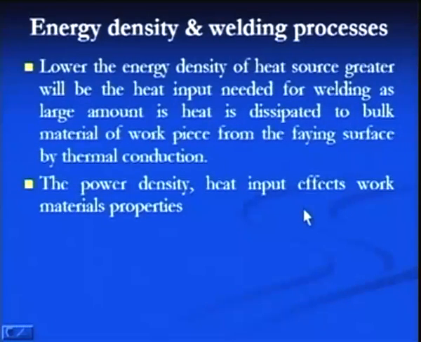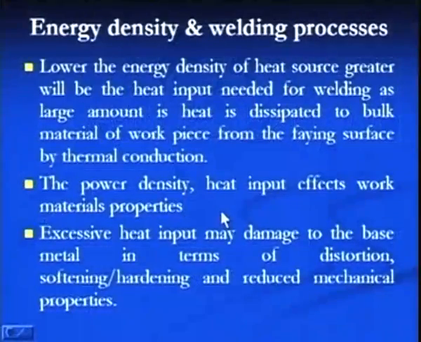The power density and heat input affect the mechanical properties. Both these characteristics affect the work material properties, particularly in the heat affected zone. If the energy density is high, heat input will be low and the effect on the workpiece material will also be less. But if the power density is low, then heat input will be high and there will be more effect on the material properties of the weld joints. Excessive heat input may damage the base metal in terms of distortion, shrinkage, hardening, and reduced mechanical properties.